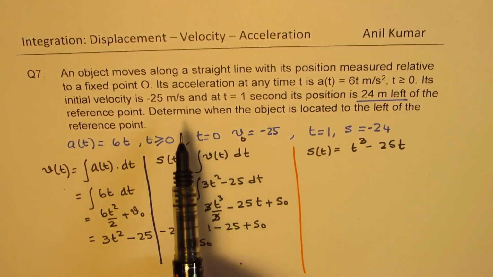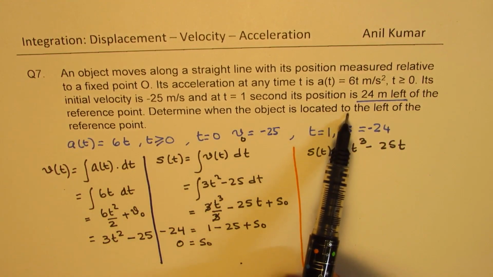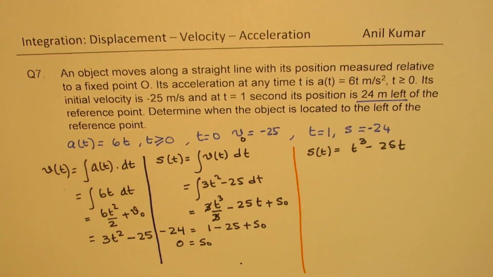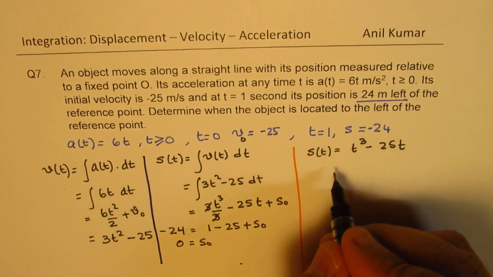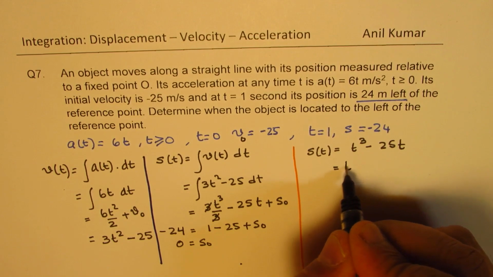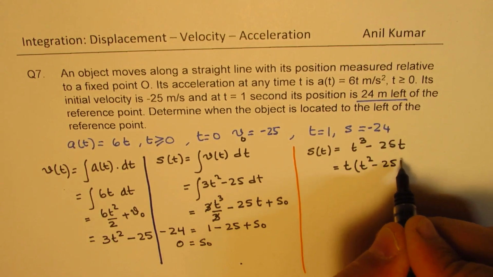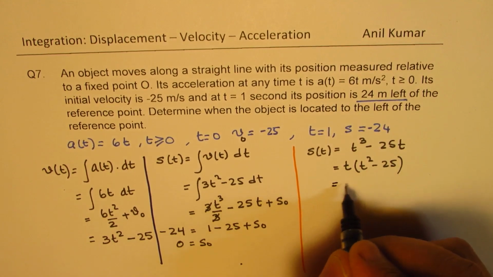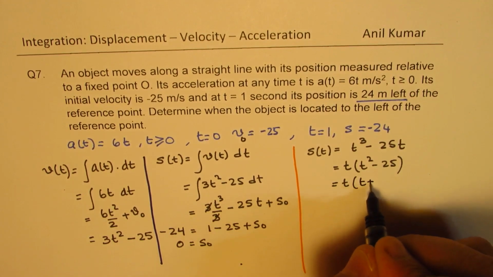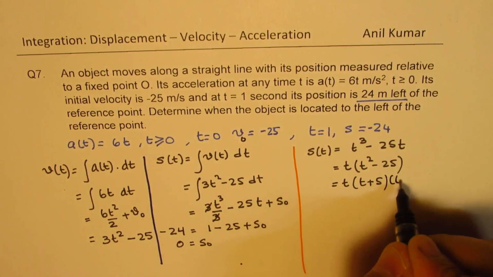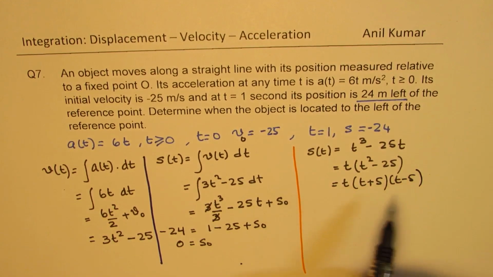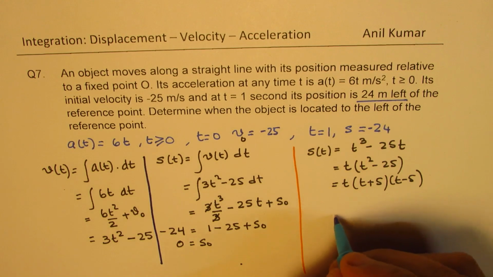Now the question is, determine when the object is located to the left of the reference point. Okay, so we can factor this, right? Taking t common, we get t² − 25. This is a difference of squares. We can write this as (t + 5)(t − 5), correct? So that becomes your displacement.